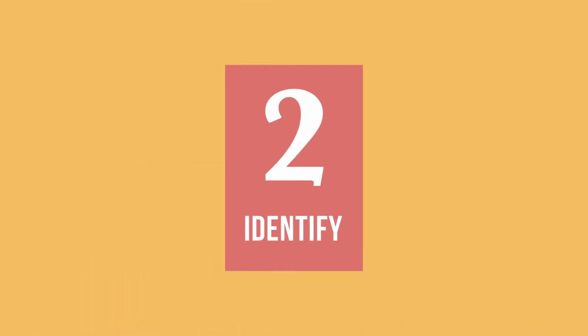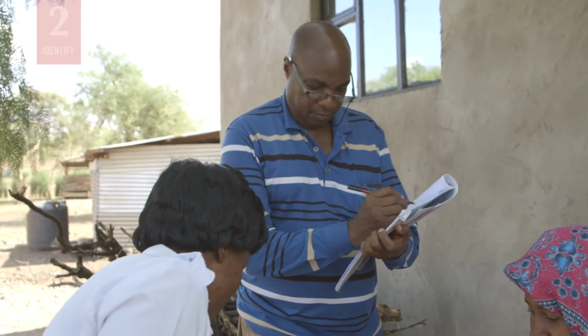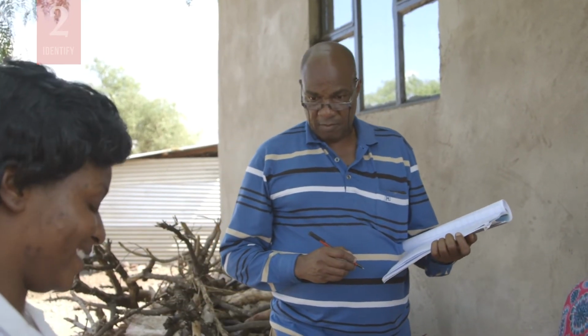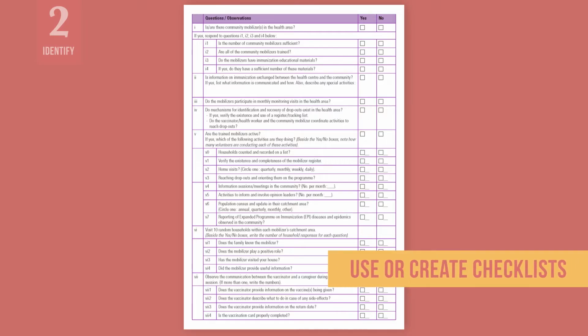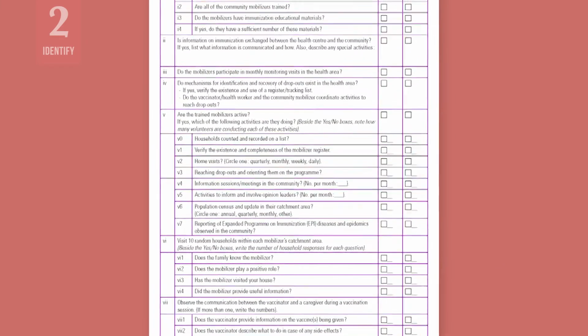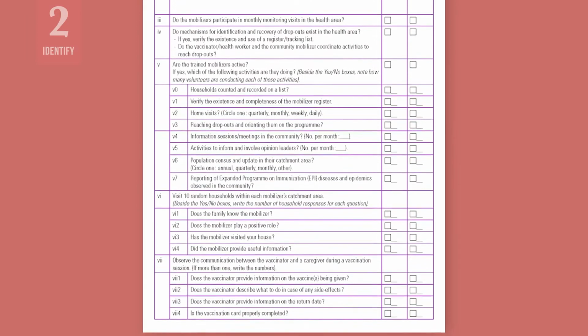Then, identify the tools and monitoring activities for collecting data. Consider which tools might help you collect data during supervisory visits and routine monitoring. For example, this checklist can be used to track the activities and effectiveness of community volunteers and evaluate communication between the vaccinator and a caregiver during a vaccination.